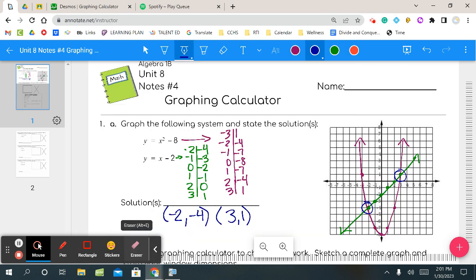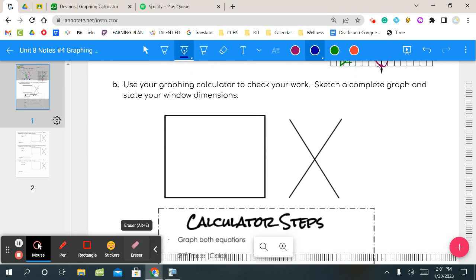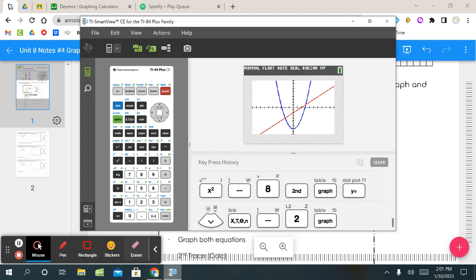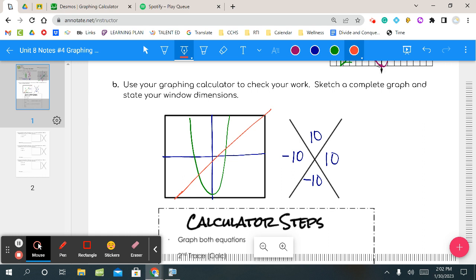So on our paper, we did not change any of the windows, so those are going to say -10, 10, and 10. We're going to draw our x and y axis. Our first parabola goes like this. And then our line goes about like that. So I just sketched what I saw on my calculator screen. That is what's going to be on my paper.